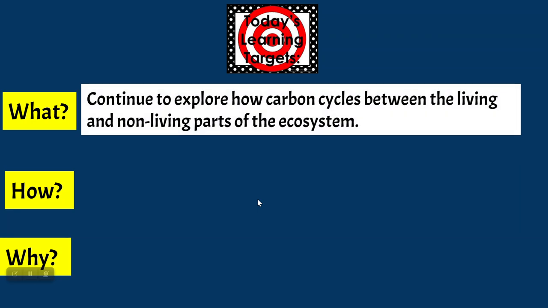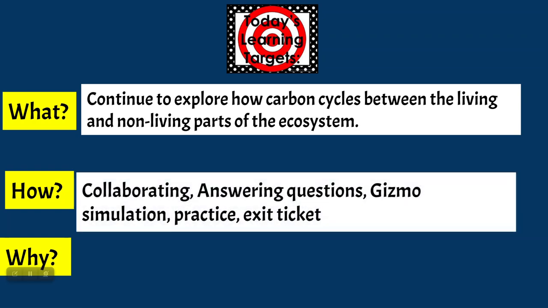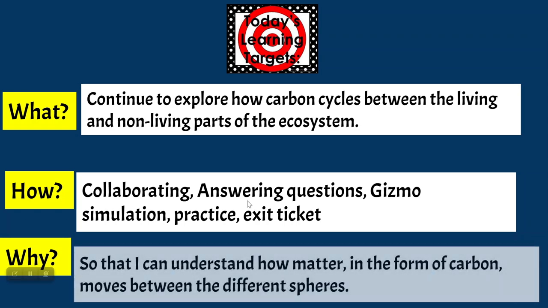All right. So, what are we going to learn today? We're going to continue to explore how carbon cycles between the living and non-living parts of the ecosystem. We're going to do that by collaborating and answering questions using the Gizmos simulation. And we have some practice and an exit ticket. And that's so that we can understand how matter, in the form of carbon, moves between the different spheres. And when I say the different spheres, I mean the biosphere, the geosphere, the atmosphere, and the hydrosphere.